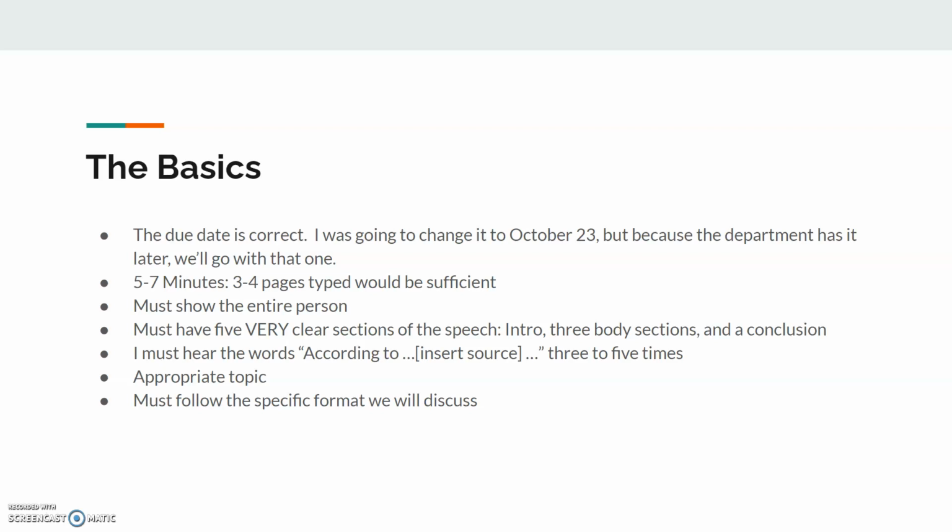3 to 4 pages typed would probably be sufficient, depending on how fast you talk. We already talked about that: 12-point font, Times New Roman, double space. One page is about 1:45 to 2 minutes depending on how fast you talk, so you can kind of do the math. 3 to 4 pages would be plenty as long as you're going at a normal speed.